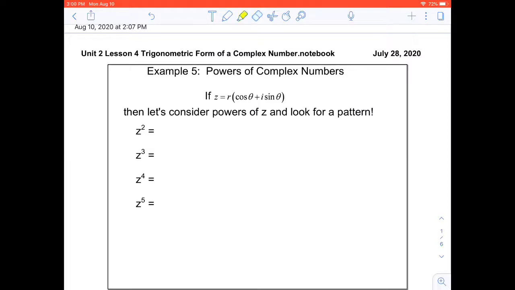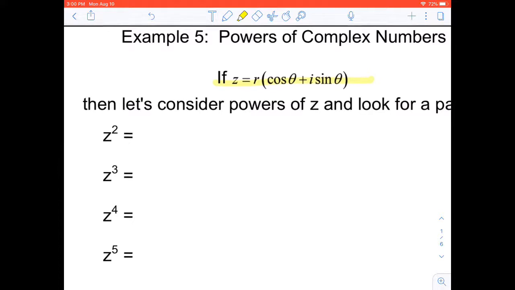So if we define z to be r cosine theta plus i sine theta, which is a trig form of a complex number, what happens if we look at powers? So like if I want to look at z squared, that means we're going to take r cosine theta plus i sine theta times itself.